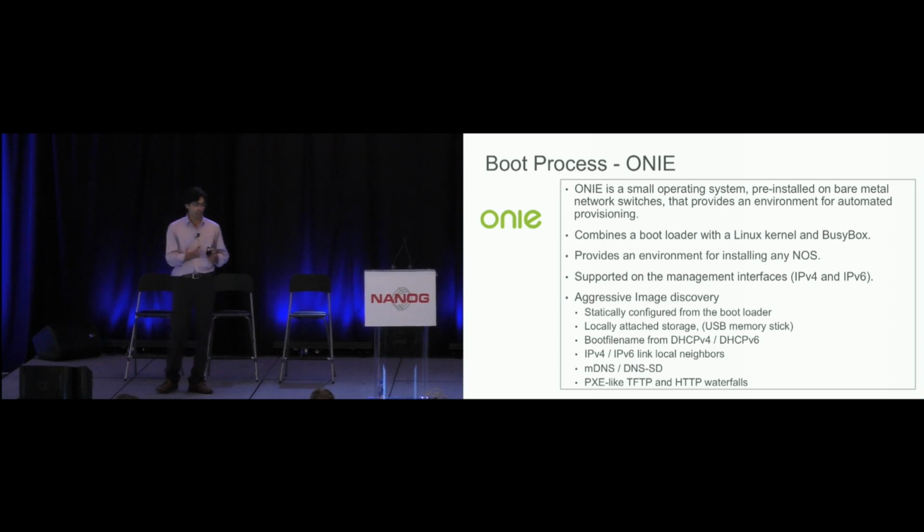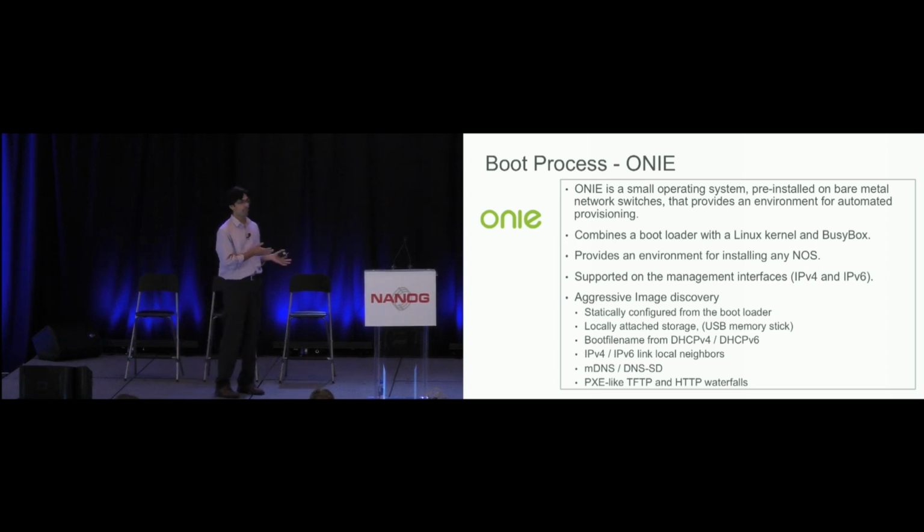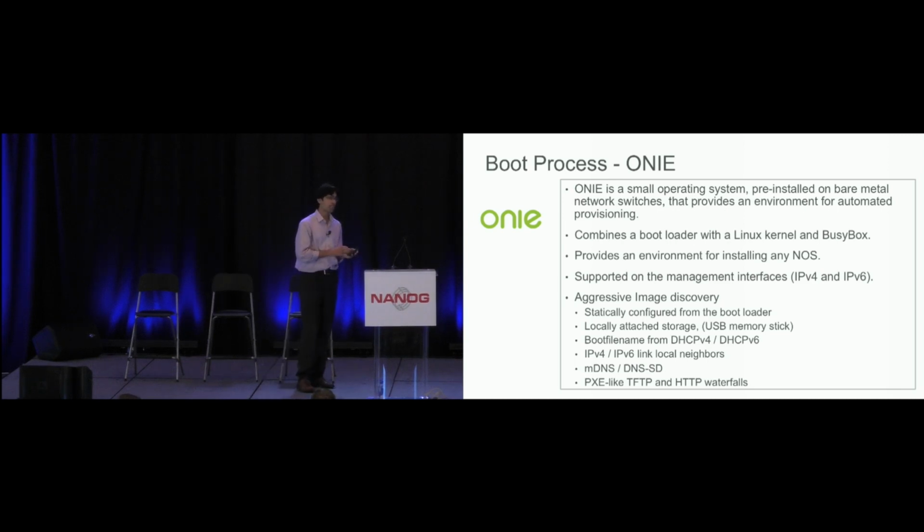The latest entry in the OCP platform, if you work with Open Compute Platforms, is ONIE. ONIE works just like iPXE. It provides bare-metal switches with the environment for automated provisioning. Just like iPXE works with HTTP, it can also work with TFTP, and it also provides DNS service discovery. It also provides IPv4 and IPv6 link-local neighbors. Again, ONIE is also used only for system installation, not for anything else.